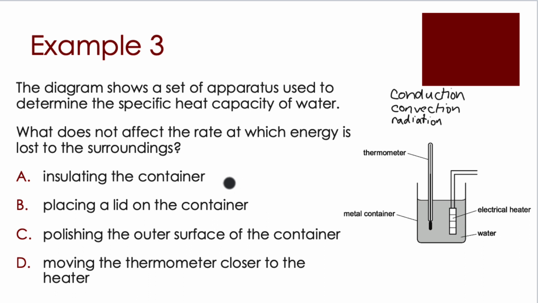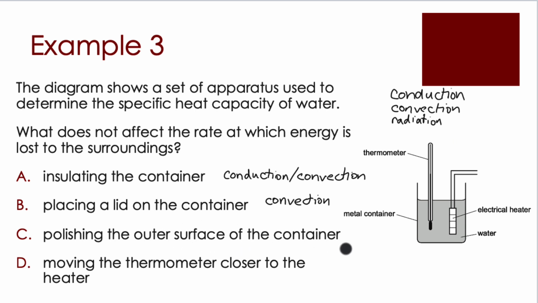So let's take a look. Insulating the container. That would stop the liquid from transferring heat to the air right beside it. Now, if it's right beside it, we can talk about it being conduction. But then once the air is heated, it would be convection as it moves away. Depends on how we want to phrase that. Placing a lid on the container, well, that will stop convection. It will stop the warmer air at the top of the water leaving the system.